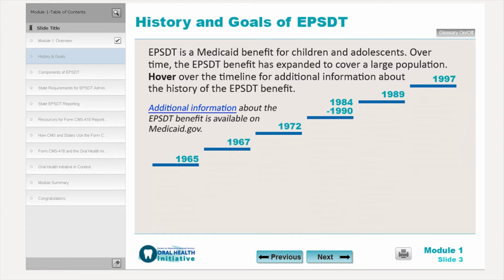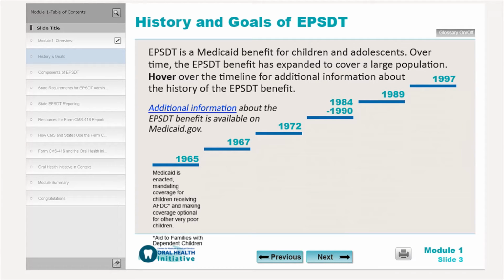Let's look at the history and goals of the EPSDT benefit. EPSDT is a Medicaid benefit for children and adolescents. Over time, the EPSDT benefit has expanded to cover a large population. Let's review some important dates in the history of EPSDT.